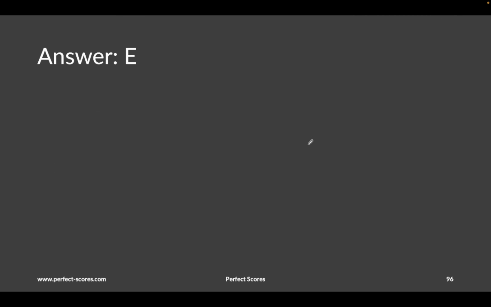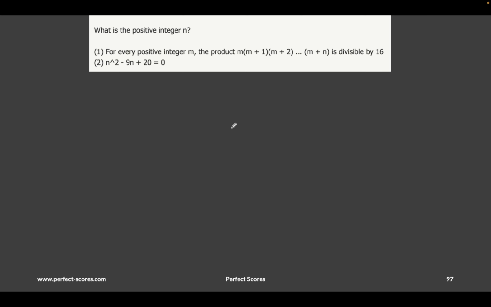Okay, so let's move on to the next one. Okay, so let's look at this question here. This question says that n over here is a positive integer, and we need to find the value of n. And I'm going to start with statement 2 because that seems like the easiest option to have. So that gives me n squared minus 9n plus 20 is equal to 0.